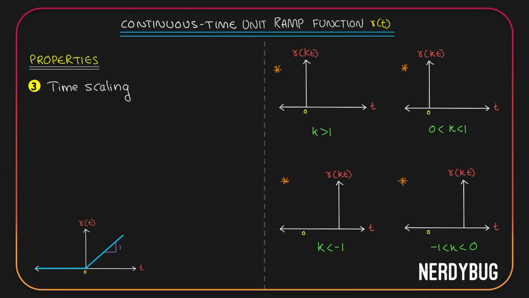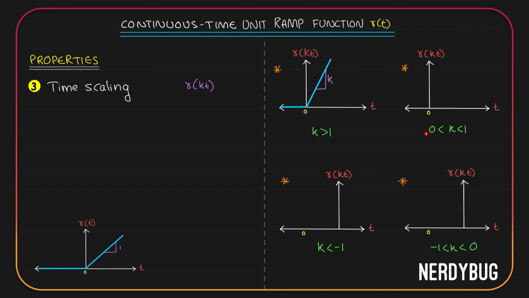The next property is time scaling. That is, we'll take r of kt. We'll take different cases, first one being k greater than 1. Let's take an example, r of 2t. Then at t equal to 0, I get r of 0. At t equal to 1, I get r of 2. At t equal to 2, I'm getting r of 4. So technically, every value is getting multiplied by 2, which means our slope will increase by k. Graph will look like this.